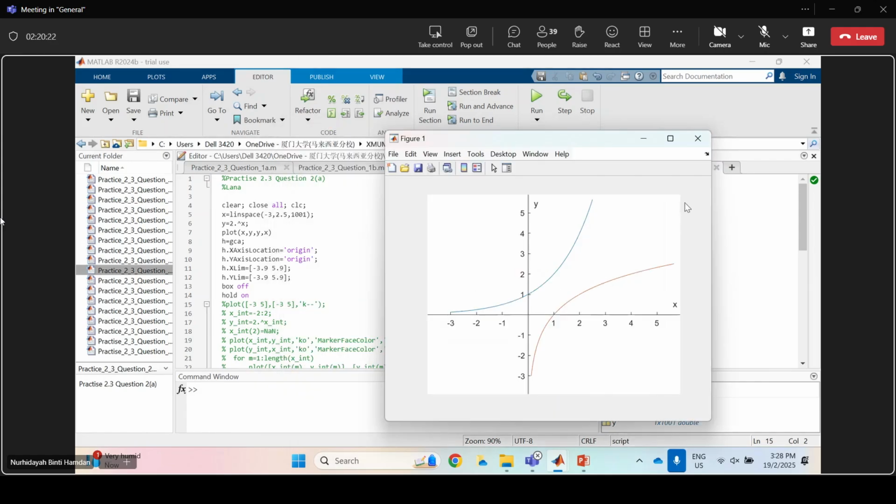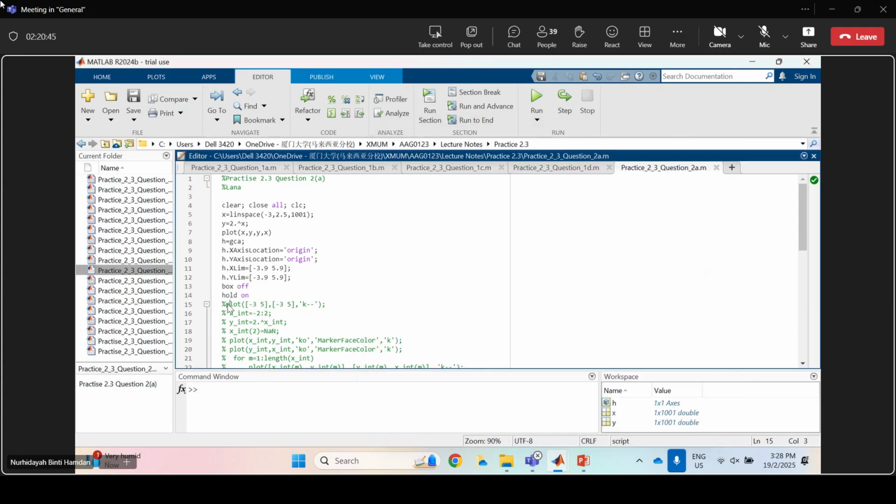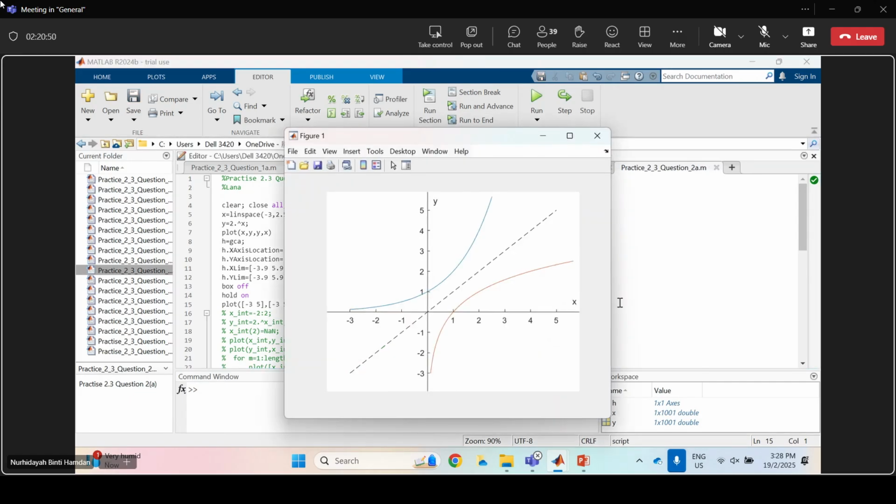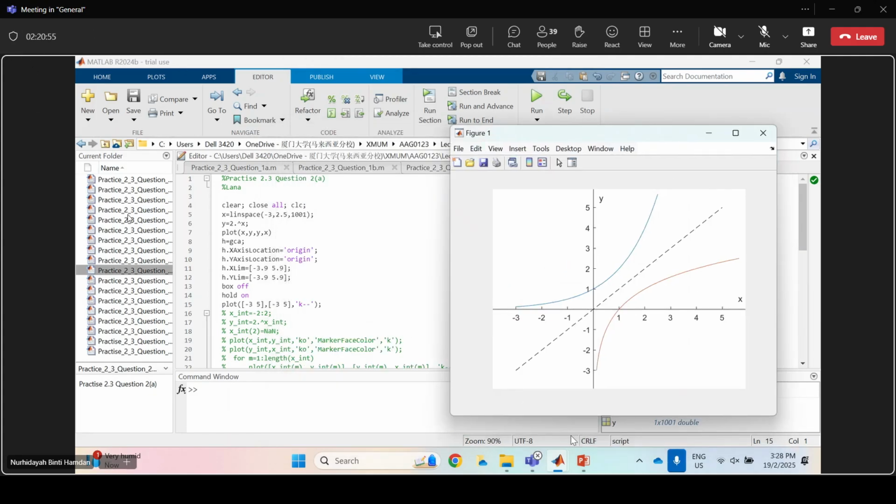Of course, I want to show that my transformation has a line in the middle. So I put here a line from -3 to -3, here from 5 until -5, black color, dash dash. Now we finish this part.